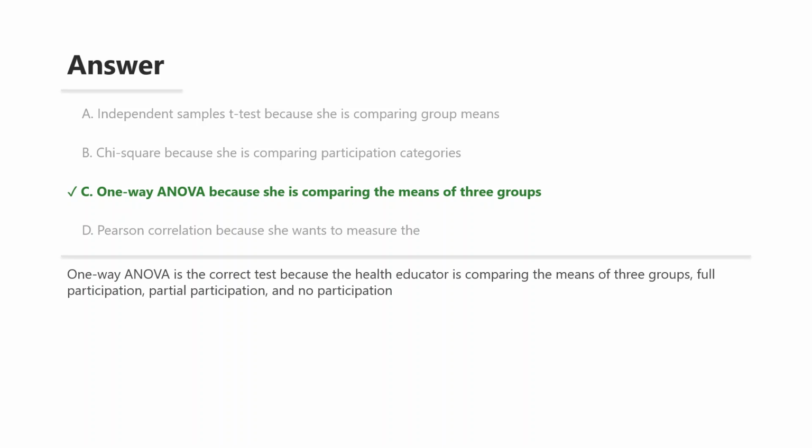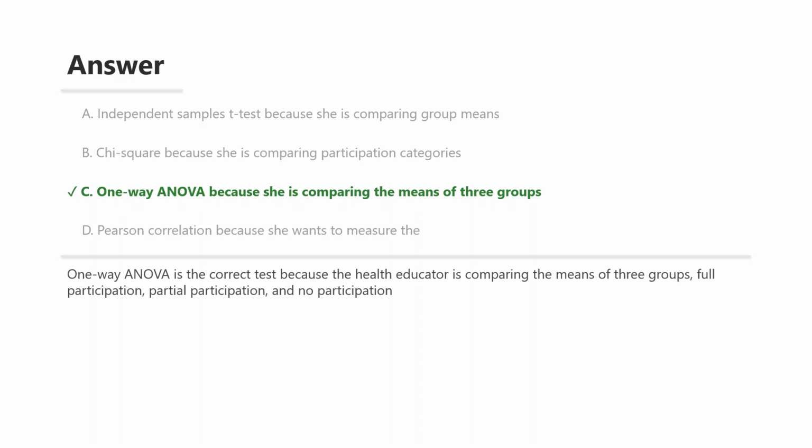The correct answer is C. One-way ANOVA is the correct test because the health educator is comparing the means of three groups: full participation, partial participation, and no participation on a continuous dependent variable, number of sick days.